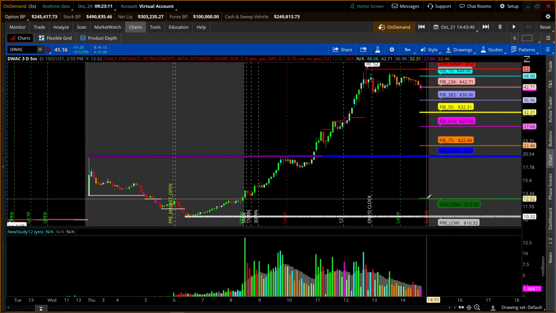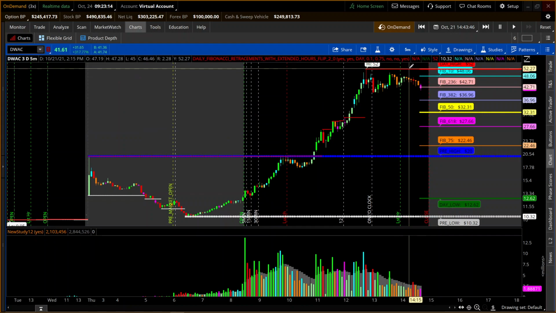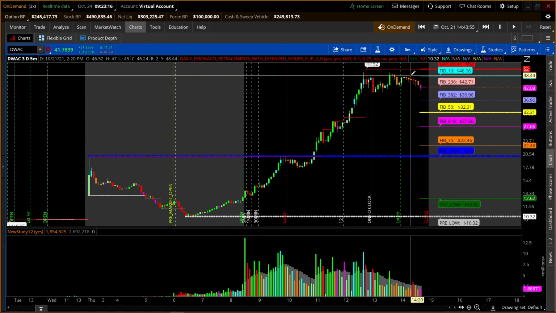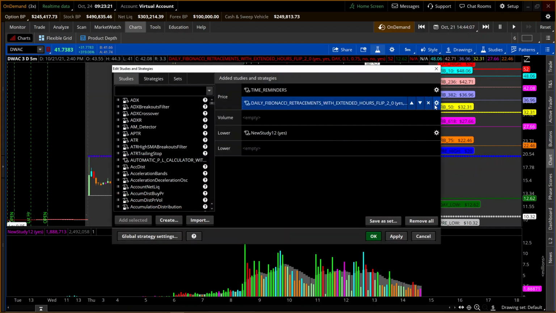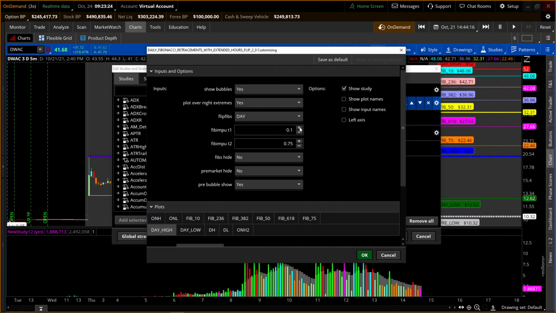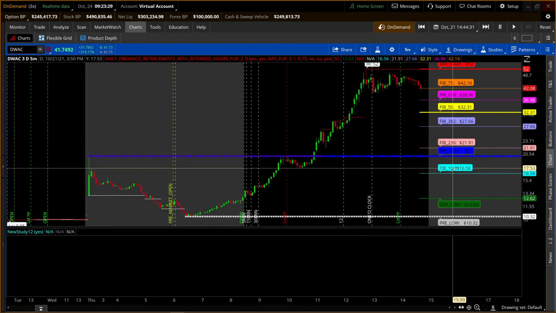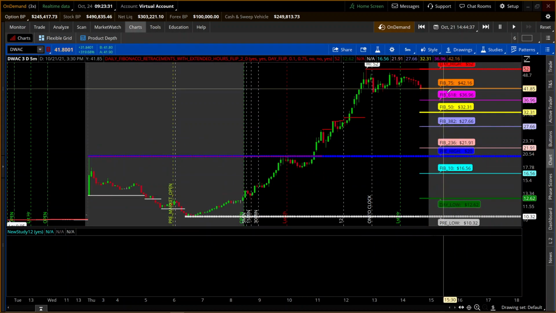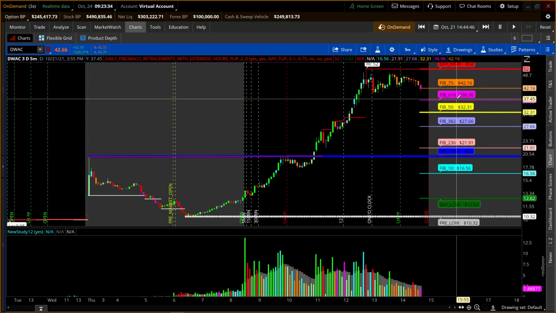Now it's pulling from the day low and the day high to make the adjustment and give you your Fibonacci levels. And like I said, you can flip it. If you're looking for it to come day flip, there you go. Now you're 10% from the low, 75% from the high, 61. Those ratios from the recent high. But again, daily Fibonacci retracement with the extended hours flip.